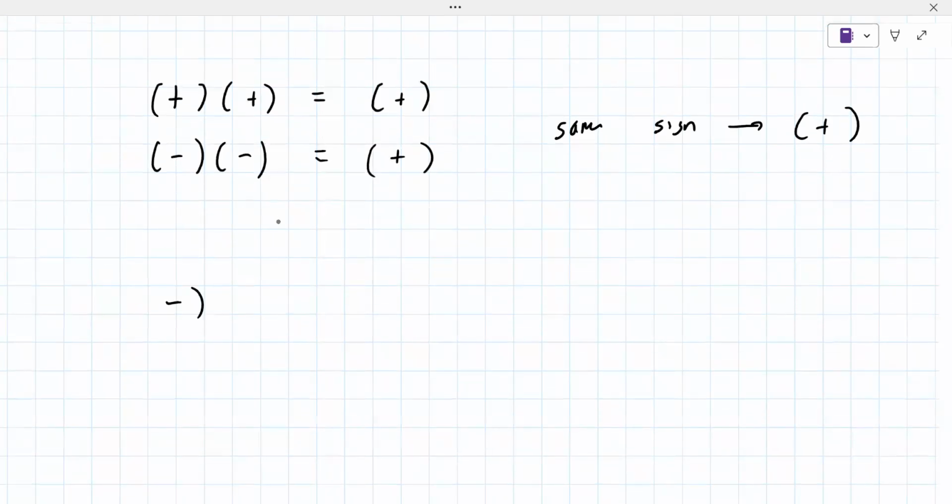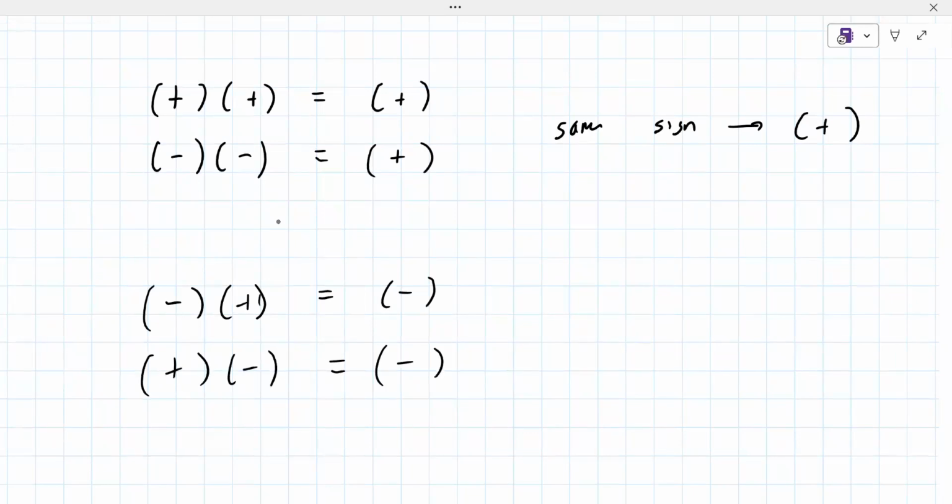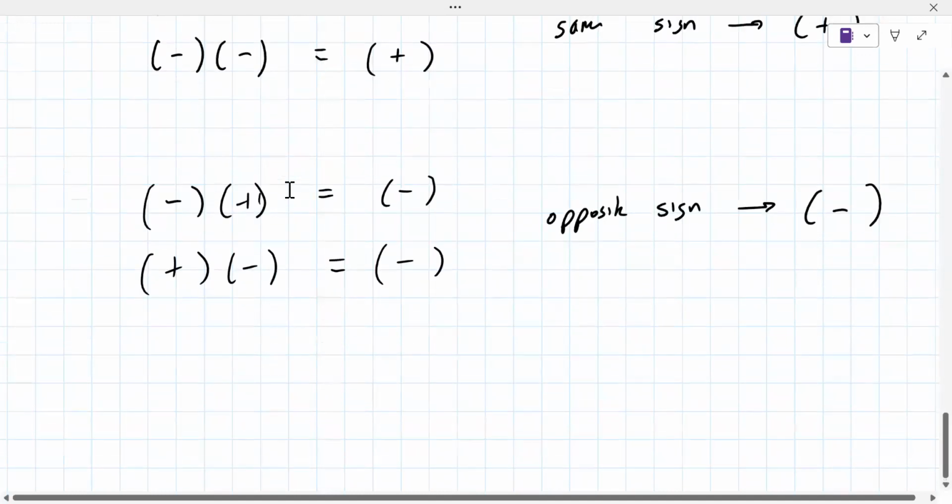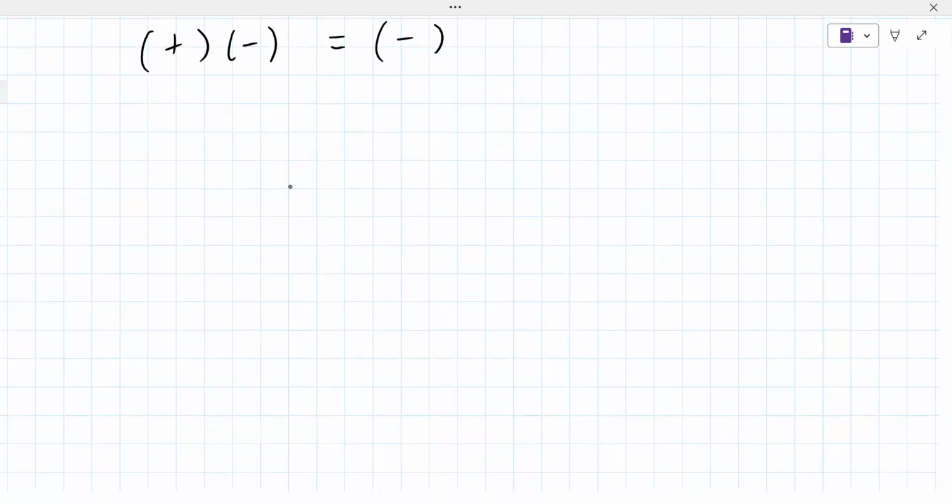Now, if they're opposite in sign, a negative times a positive is a negative, and a positive times a negative is a negative. So when they are opposite signs, it becomes a negative. Now, where you can run into issues here is, what if you have more than 3? So what if you have -3 times 4 times -1 times -2?